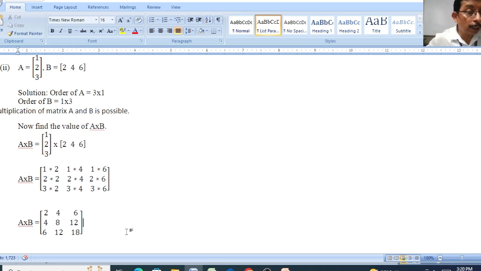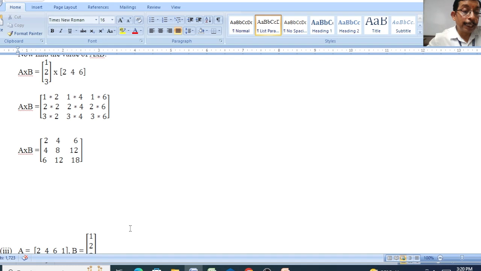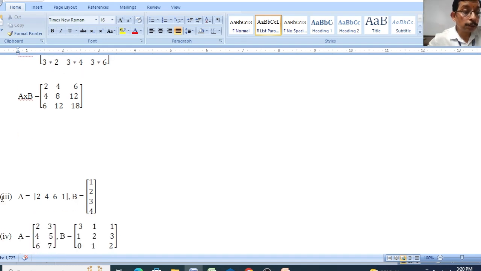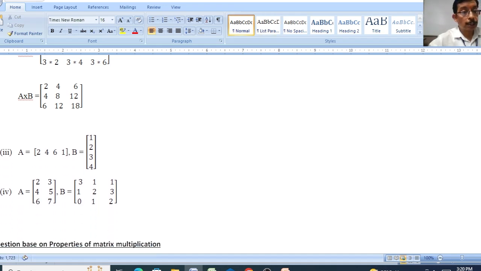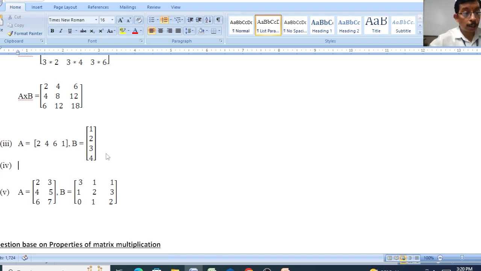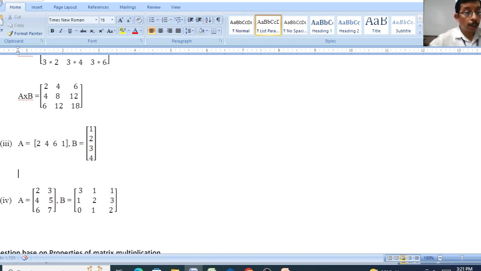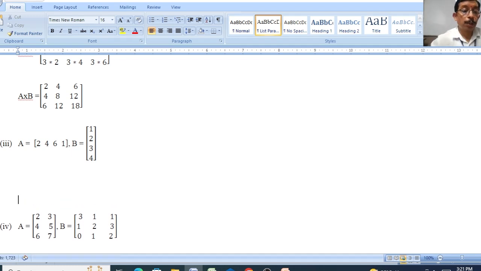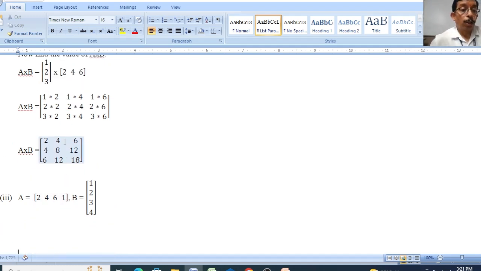Is it clear, everyone? Now we come to the next example. I hope you understand this type of question. The procedure is the same. A and B are two matrices. First we check the order of the matrices. Order of A.